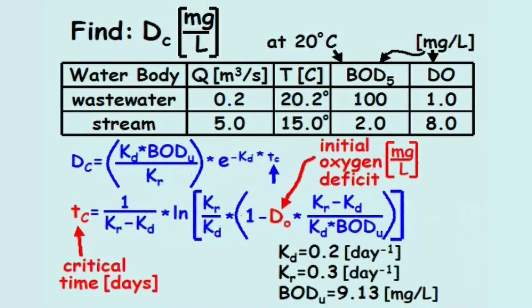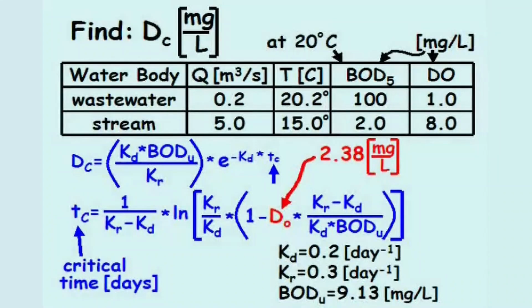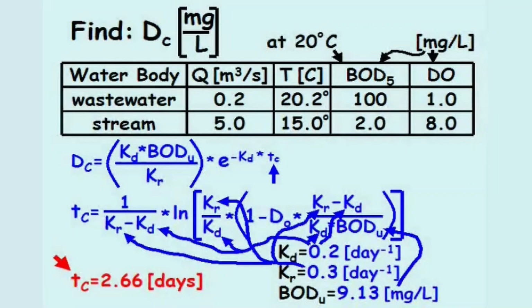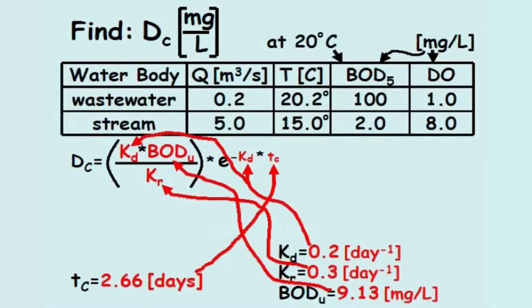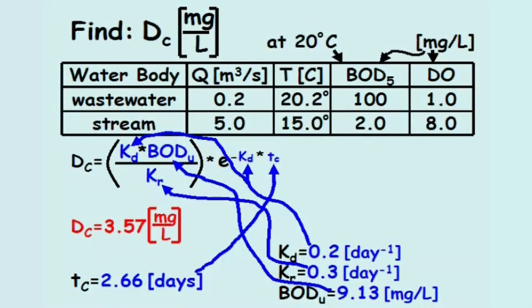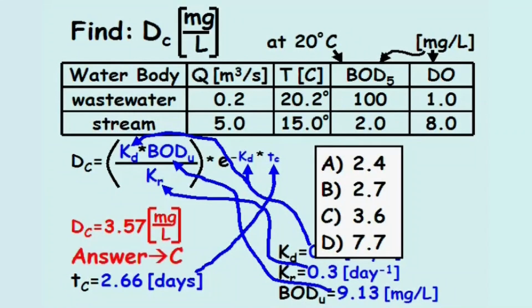At this point, we can return to our equation for the critical time, T sub c. Since we know the initial oxygen deficit is 2.38 milligrams per liter, and we plug in the oxygenation rate constants and the ultimate BOD, the critical time equals 2.66 days. The value of 2.66 days is plugged into T sub c as well as the other variables, and the critical oxygen deficit equals 3.57 milligrams per liter. When reviewing the possible solutions, the answer is C.